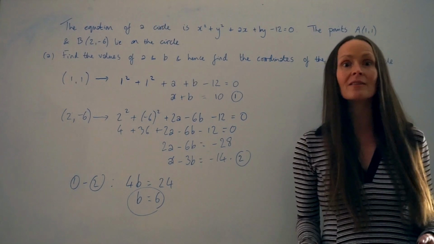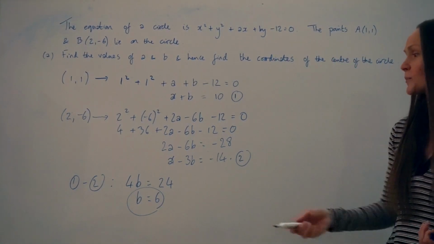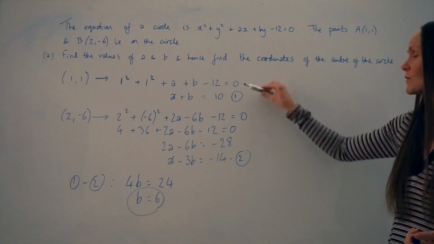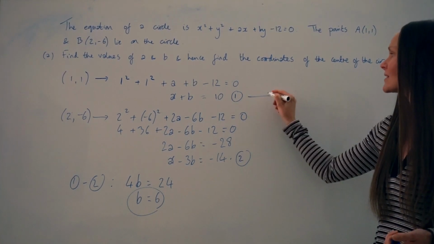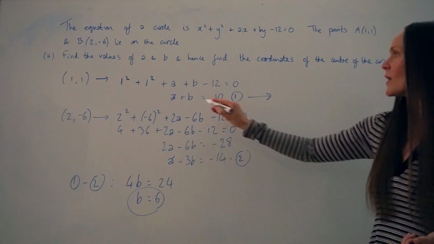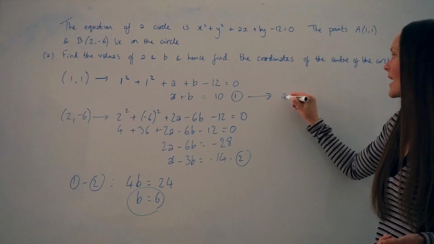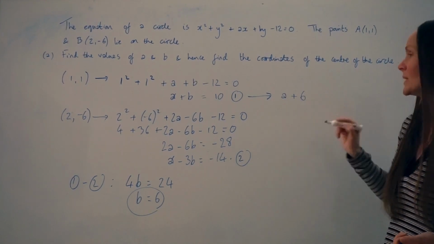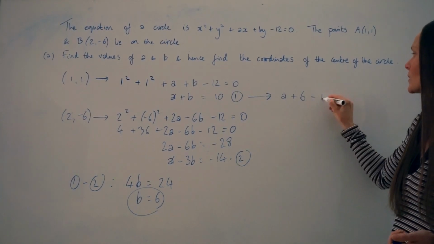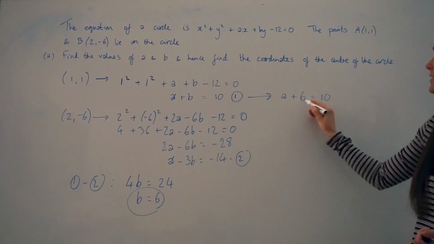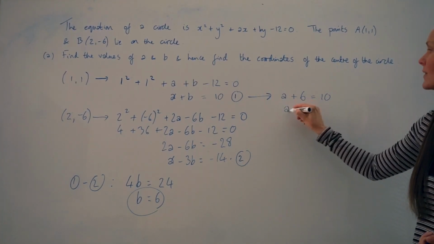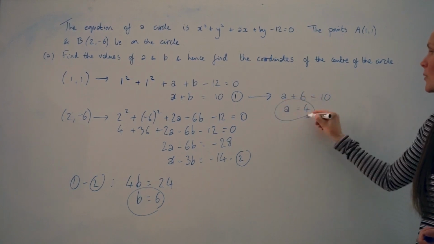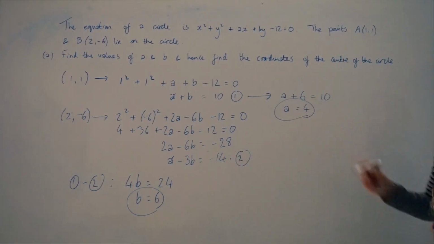Okay, so now to find the value of a, you just have to substitute this value of 6 into either of these equations. So let's just take this one up here. So instead of a plus b, I've got a plus 6, because b happens to be 6, and this is equal to 10. So if I subtract 6 on both sides, I find that a is equal to 4. So they are my values of a and b.